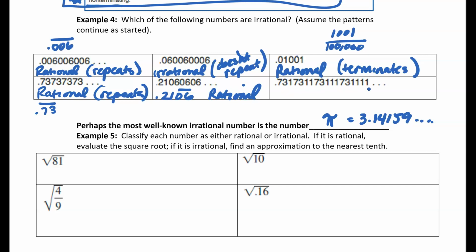And then this one, I see some repetition, but it's not the exact same number combination each time: 0.731, 7311, 73111. So I'm going to say this is irrational.